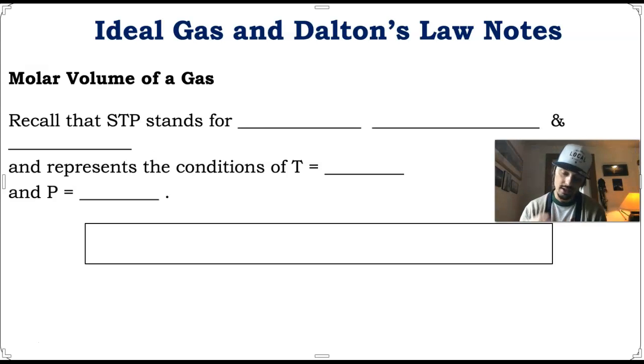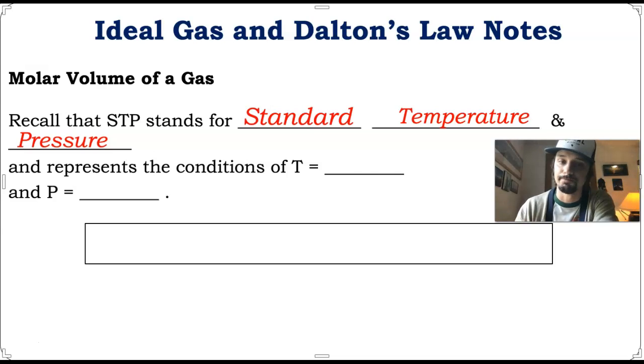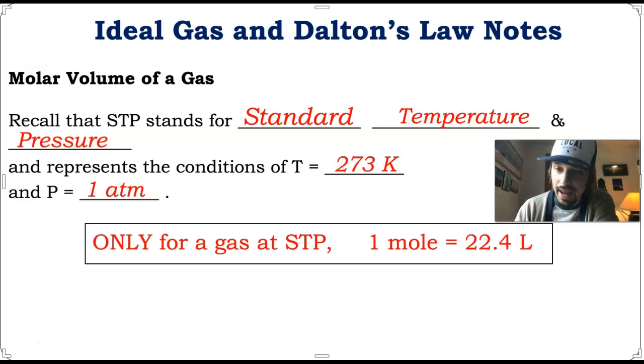Okay, so in this week we are going to use STP a lot, so hopefully we're comfortable with what that means. Standard temperature and pressure: a temperature of 273 kelvins, a pressure of 1 atm. Now, if I have 1 mole of a gas at these conditions, it's always going to have a volume of 22.4 liters.